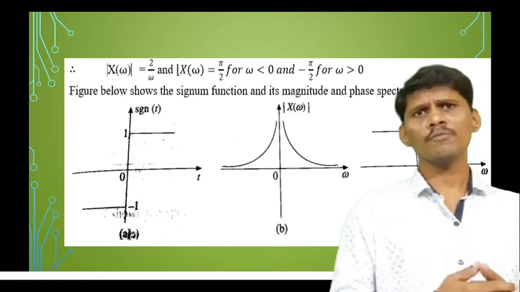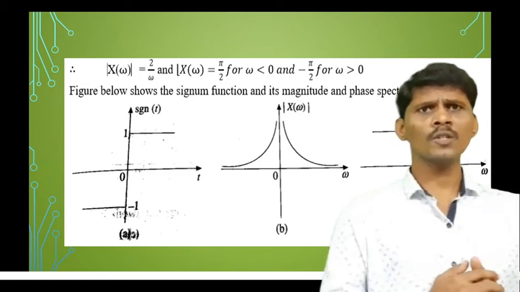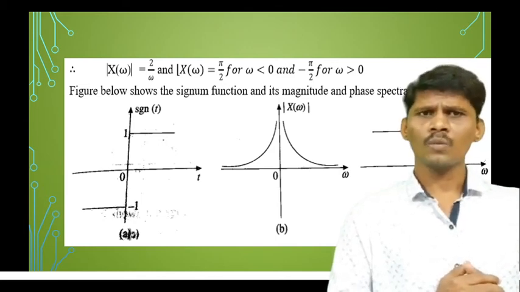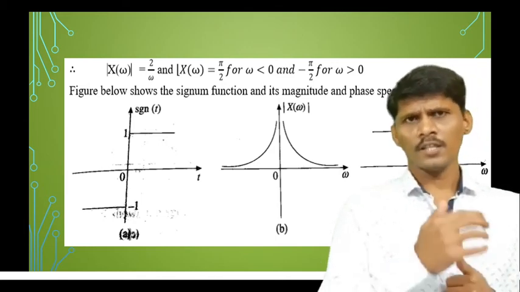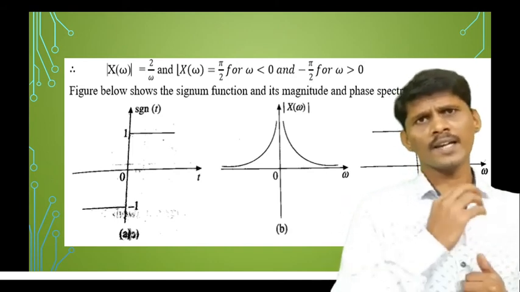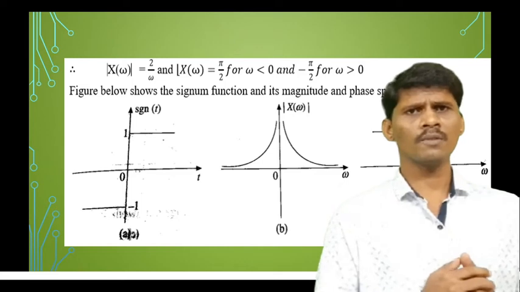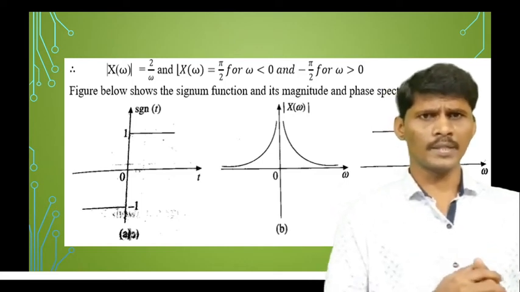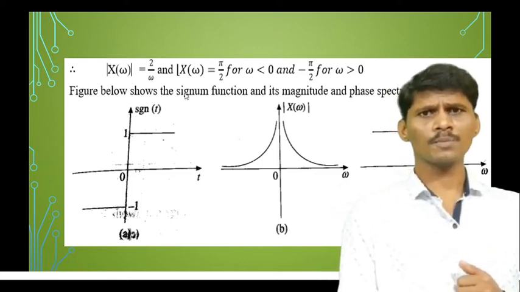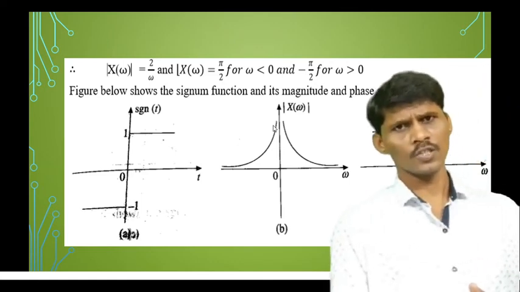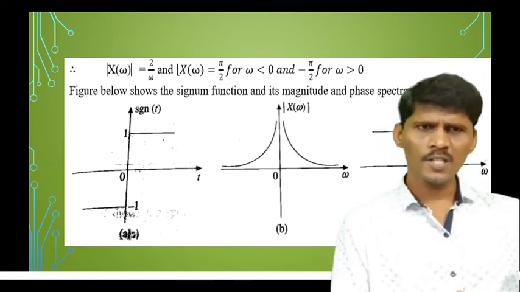So tan inverse of minus infinity is minus tan inverse of infinity. So what is tan 90 degrees? Infinity. So infinity is written as tan 90 degrees, so tan inverse is cancelled. So what is the value? Minus pi by 2 for omega greater than 0, and plus pi by 2 for omega less than 0. So this is the magnitude spectrum and this is the phase spectrum.